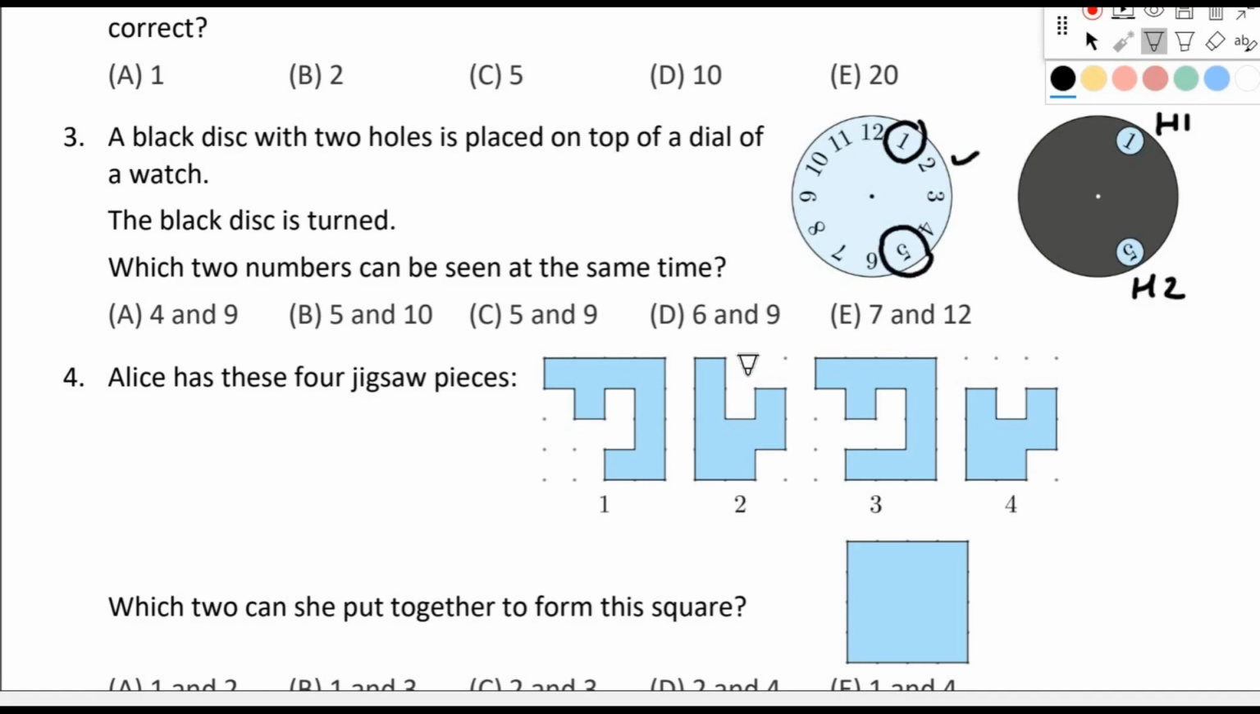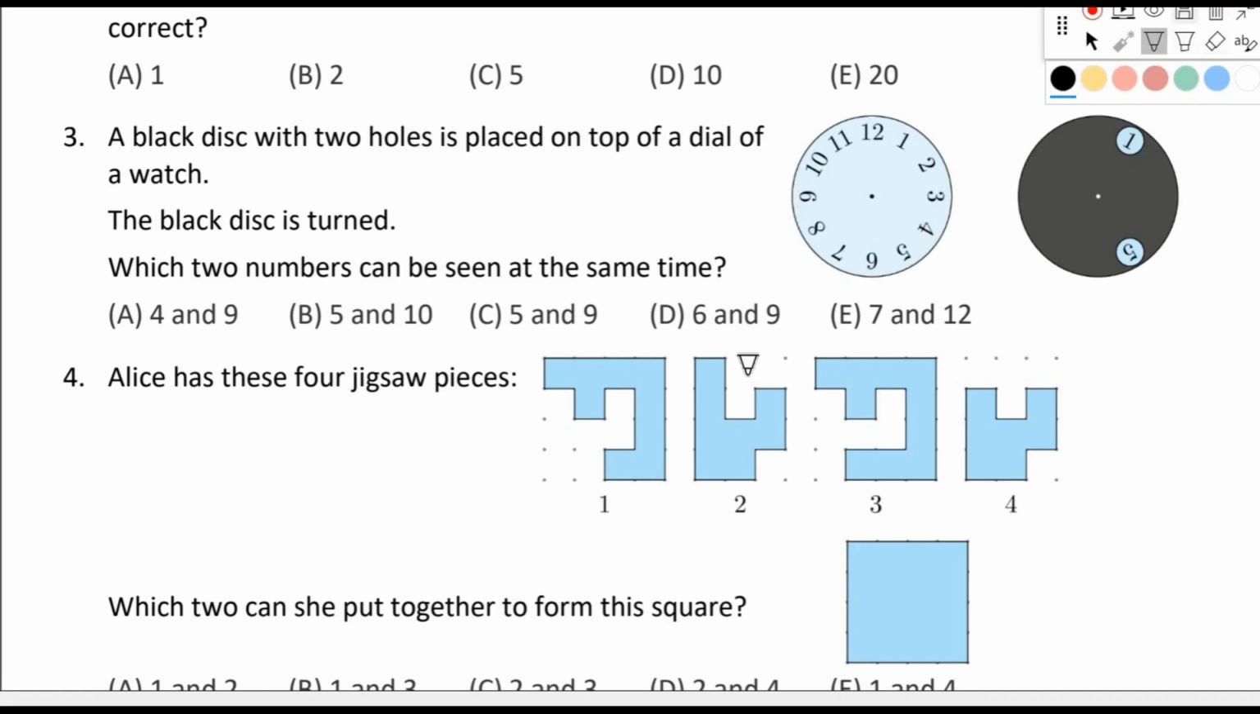That means there are 3 numbers between 1 and 5, which you should remember. Now the black disc is turned, according to the question. They ask which 2 numbers can be seen at the same time. Right now, at the same time, you see numbers 1 and 5. So now which numbers can you see at the same time? For that we can choose from the options. If you choose the first one, 4 and 9: between 1 and 4 there are 2, 3, 4, so 3 numbers, remember. For 4 and 9, you see there are 4 numbers.